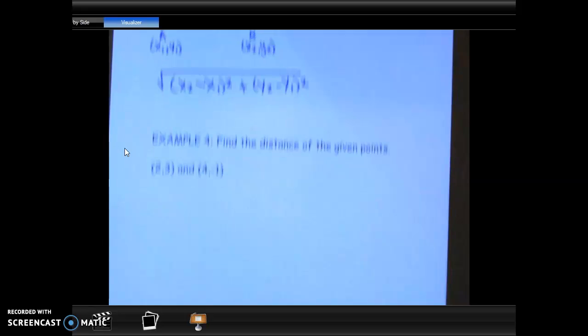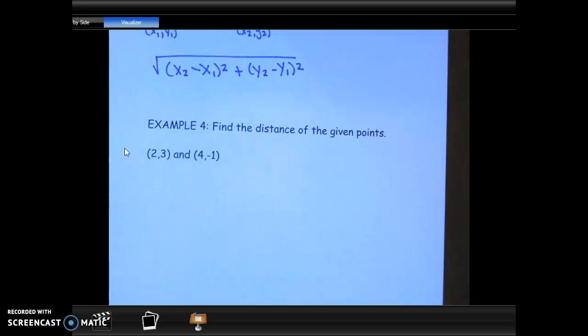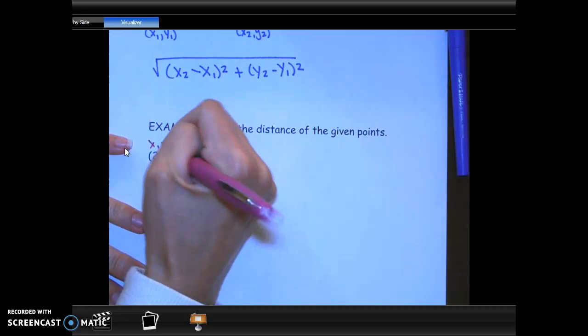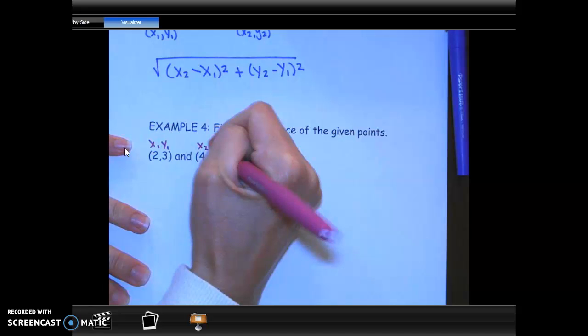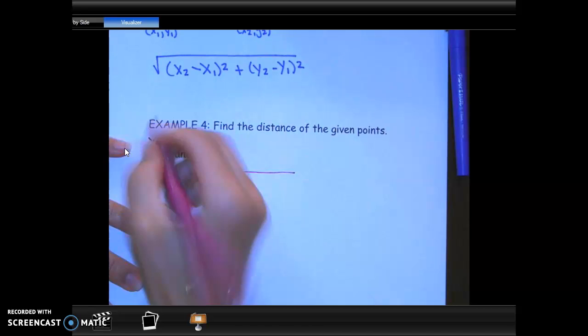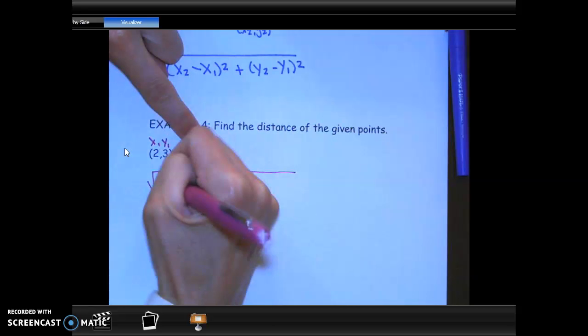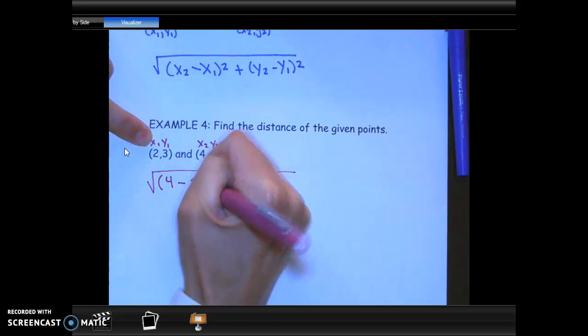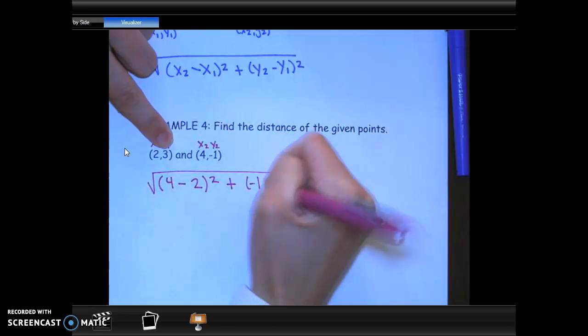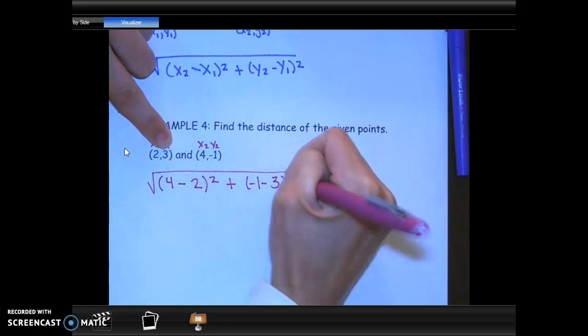All right, so let's do that with our example here. And this is your last example for these notes. So we're going to find the distance when given the following points. Let's go ahead and label our parts. So we have x1, y1, x2, y2. Let's plug in our information. So we're going to have 4 minus 2 squared plus negative 1 minus 3 squared.